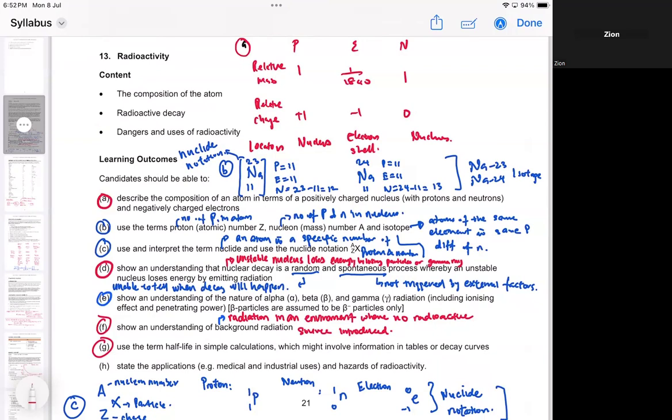So users wise, did your teacher go very specific? What's the alpha particle used for, beta particle used for, all this? I think have. Alpha, okay.